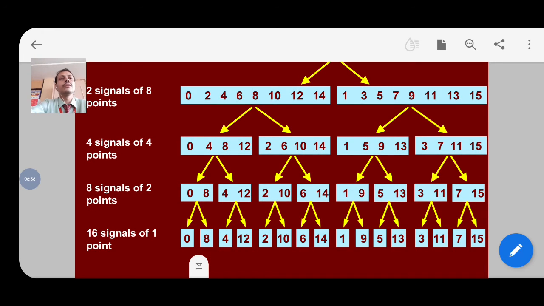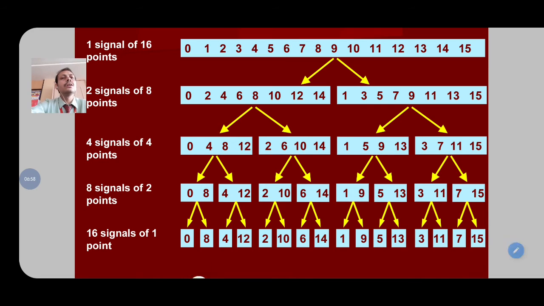Again it is divided into eight 2-point DFTs. We will get 0, 8 in one set, 4 and 12 in another set. So the second 4-point DFT is divided into 2 and 10, 6 and 14. Like that 1, 5, 9 and 13, and also 3, 7, 11 and 15. Now we get eight 2-point DFTs.